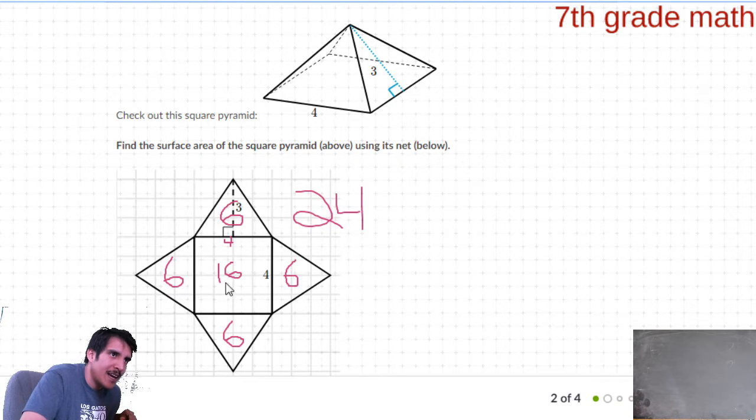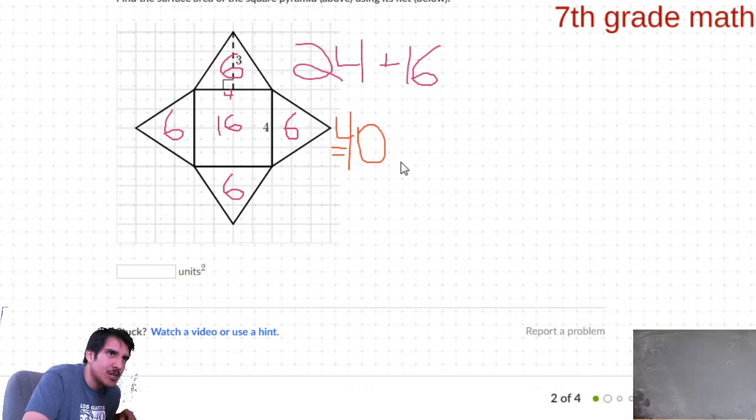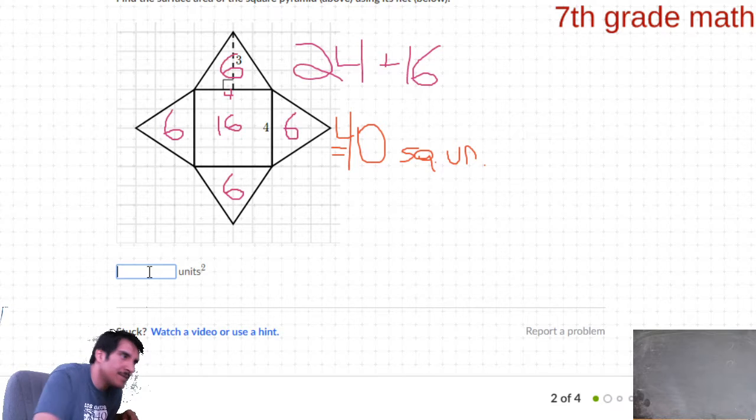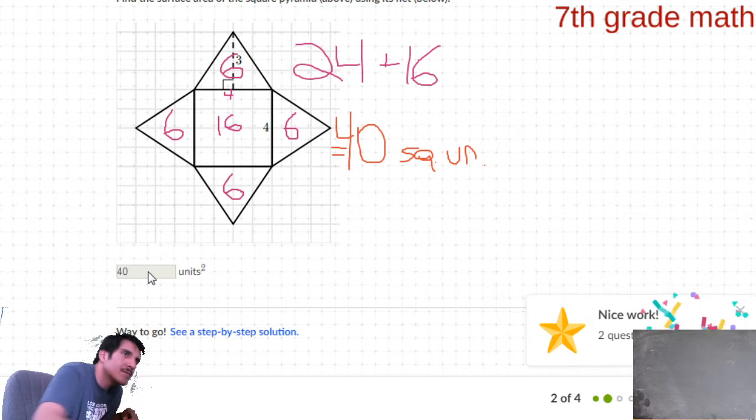But then you also have to add this little middle one here. So 24 plus 16 square units. If my math is correct, you should get a total of 40 square units. So I'm just going to put a big 40 there. I should put square units at the end, which I will actually. 40 square units. Let's try it. Good.